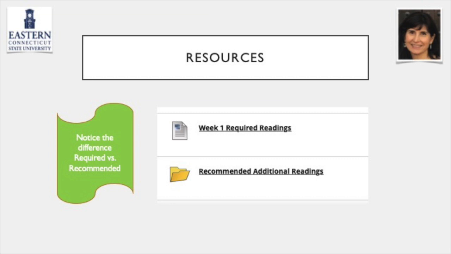So notice the difference, because you might find it overwhelming to try to cover it all within a week. Do cover the required readings, and then the recommended readings are for you to scan them and see what can be handy later for your project or later for your professional life. Or even to expand on the content if something was not clear enough during this session that I'm providing.